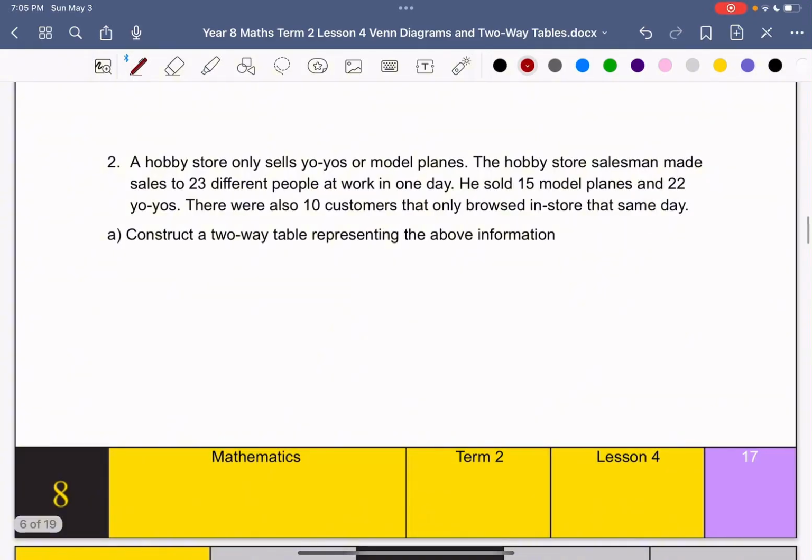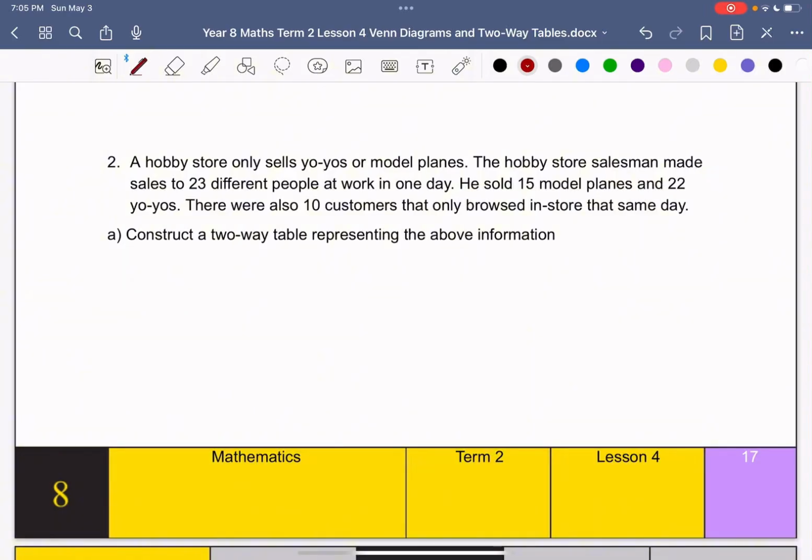Now, a hobby store only sells yo-yos or model planes. A hobby store salesman made sales to 23 different people at work in one day. He sold 15 model planes and 22 yo-yos. There are also 10 customers that only browse in-store that same day. We're going to construct a two-way table representing the above information.